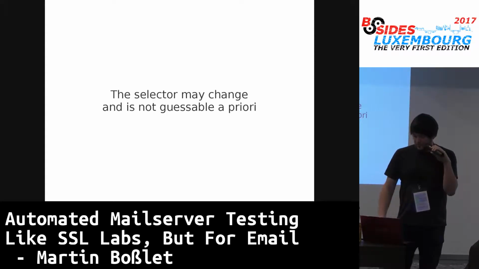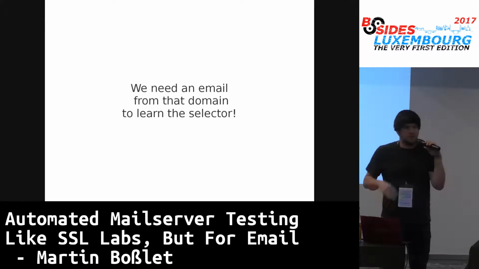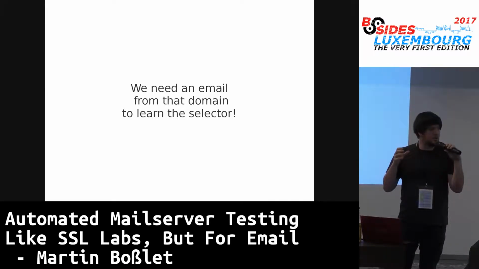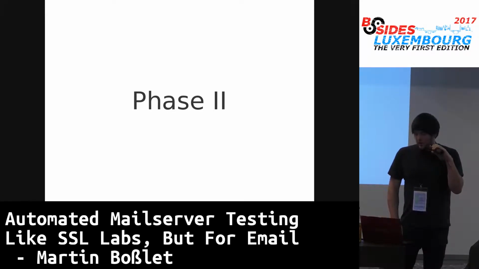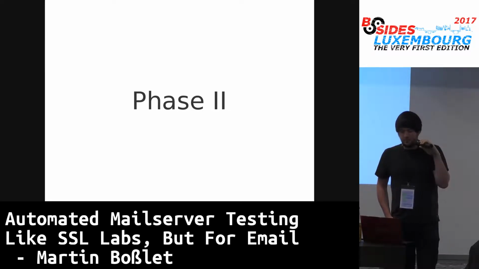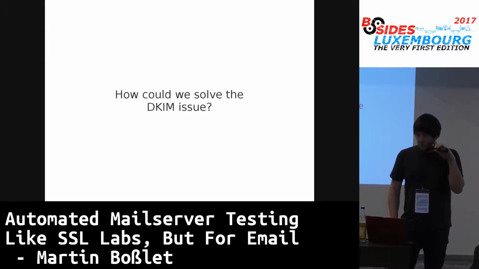So how can we solve this problem? Well, we need an actual email sent from that domain that contains a DKIM header. And once we have that email, we can look in the DKIM header and see what the selector value actually is. Once we know the selector value, we can look up the DNS record. And this drawback led into phase 2. There was another big feature, which I'm going to talk about afterwards, but this was really one of the issues we wanted to solve in a second phase. We wanted to solve this DKIM issue.